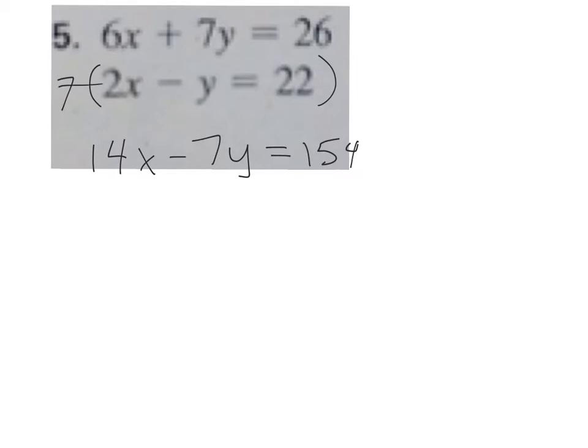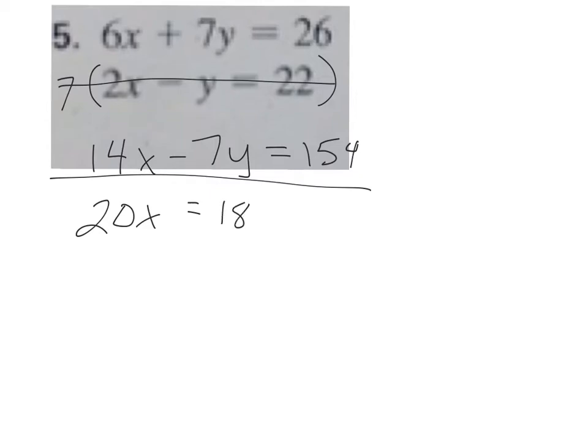Now I'm going to combine my top and my bottom. So I would get 20x. My y's are going to go away. And I got a positive 154 plus 26. That's going to be 180. Then I'm going to divide both sides by 20, and I get x equals 9.